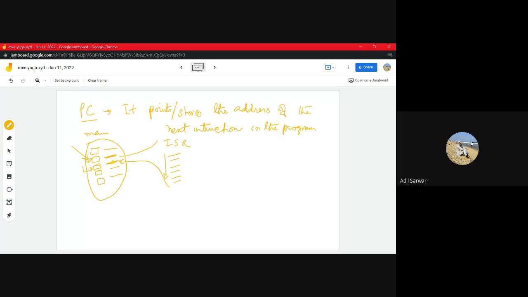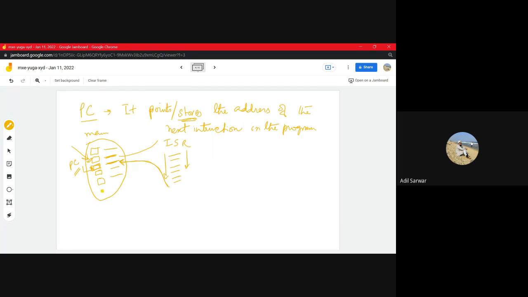So how will 8051 remember where it left the main program? That is done by the program counter. It stores the address of the next instruction, and when the interrupt has been serviced, control moves back with the help of this program counter. Okay, so please remember, what is program counter? It stores the address of the next instruction in the main program.